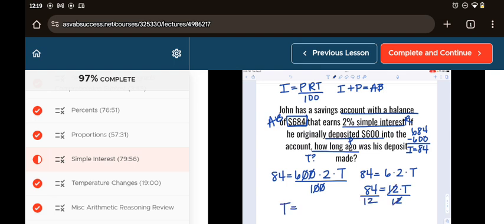So here, my answer for the time is 7 years. So in this example, we see that we can use account balance, if that's what's given to us, to find the interest earned, or we can even find the principal, okay? All right, I know I threw a lot of examples at you, so I hope this makes sense.